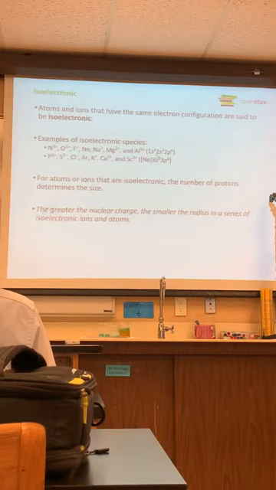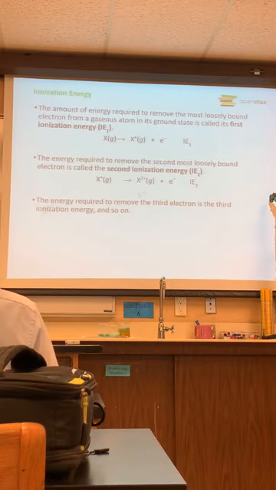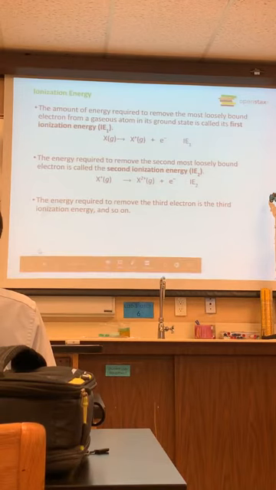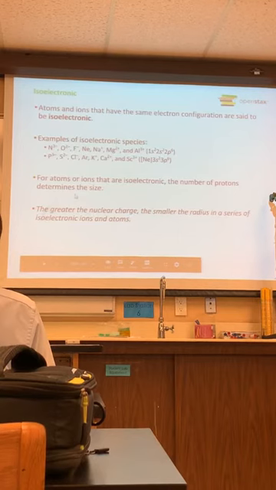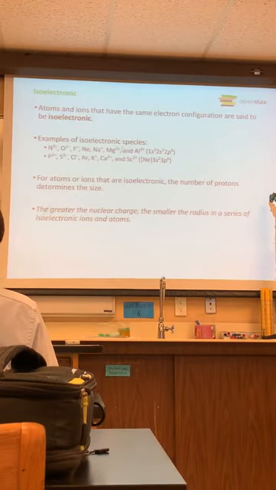Additionally, these are going to have, in many cases, some other similar properties. If they are isoelectronic, these atoms and ions in each row are going to have some similar properties.